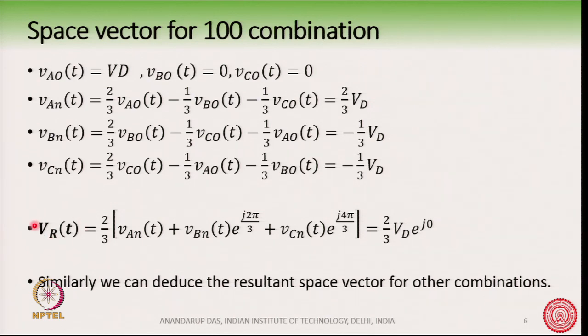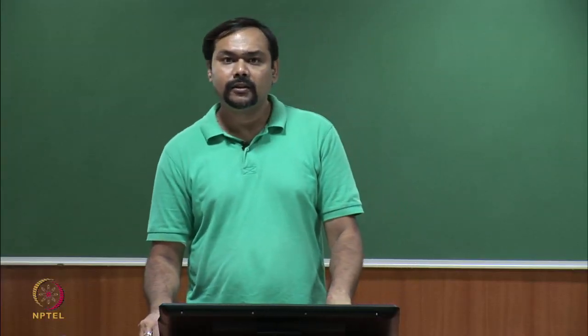So, the resultant load phase voltage space vector for the 1 0 0 switching state combination will be 2/3 (VAN + VBN e^(j2π/3) + VCN e^(j4π/3)). If you substitute these values into this equation, then we see that V_R is 2/3 Vd e^(j0), which means that the resultant load phase space vector for the switching state 1 0 0 is lying along the A phase axis, because it is e^(j0), and its magnitude is 2/3 Vd.